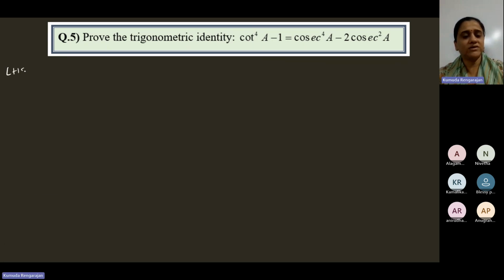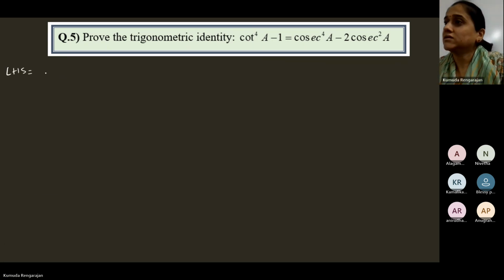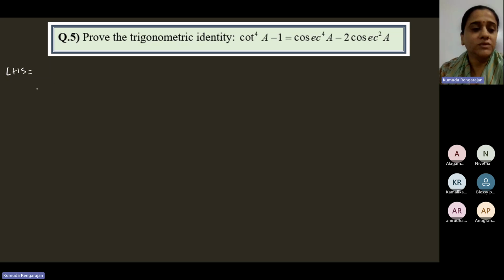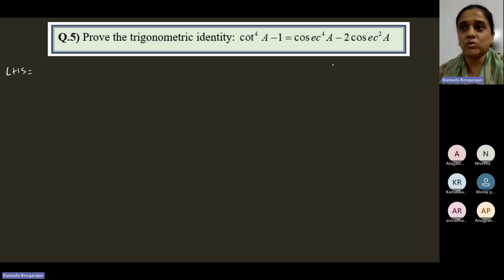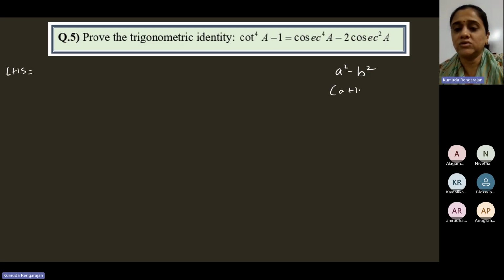So again, everywhere, see, we're using identities. Okay, so you should be very sure about the identities. That's the backbone. Now this is of the form a square minus b square. Okay, so you need to factorize as a plus b into a minus b.